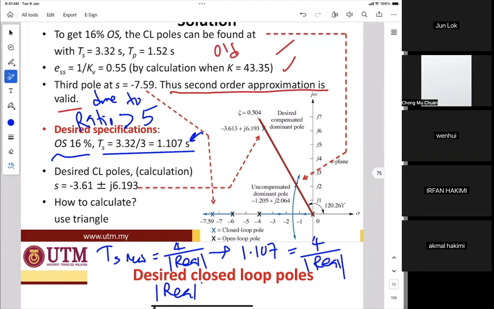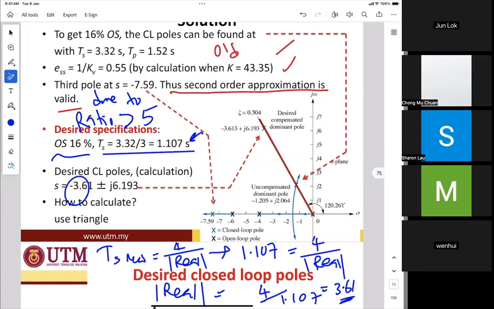So what is the new real part? 4 divided by 1.107. How much? 3.61. 3.613. This is the new real part. That's why you get minus 3.61 there. That's why 3.61 you get there.